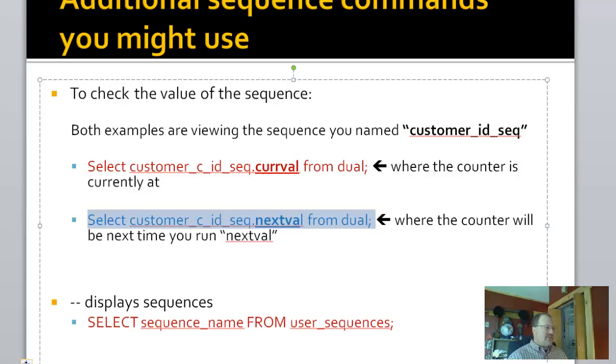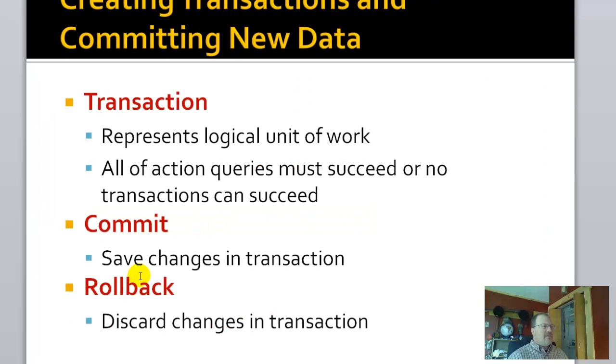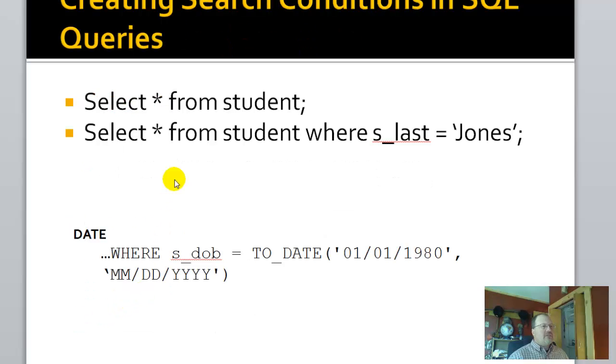So that'll tell us where we are, where we're going, and everything we need to know about the sequence. Okay, the transaction represents a logical unit of work, yada yada. Commit, we talked about what commit does. It saves that data as is. It's sort of like a save in Word. And then rollback is to discard those transactions and go back to a point.